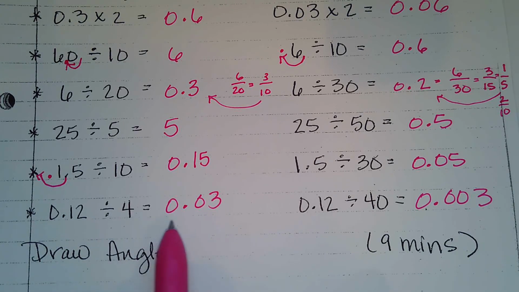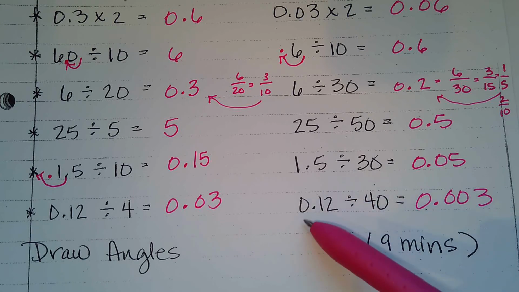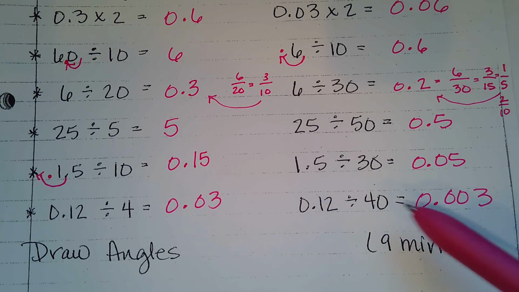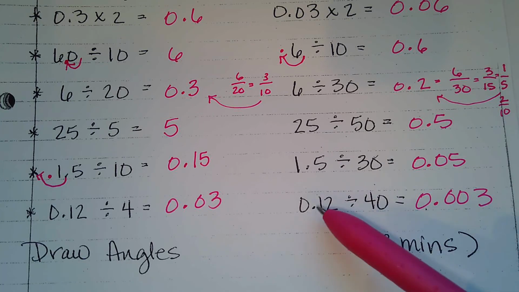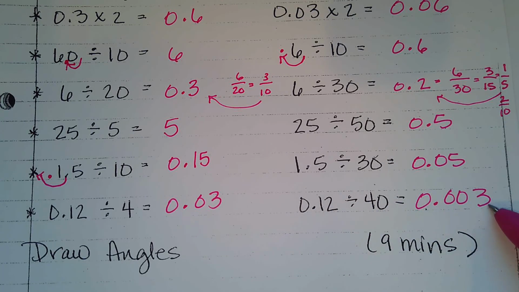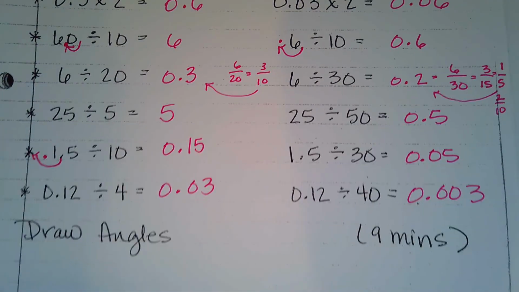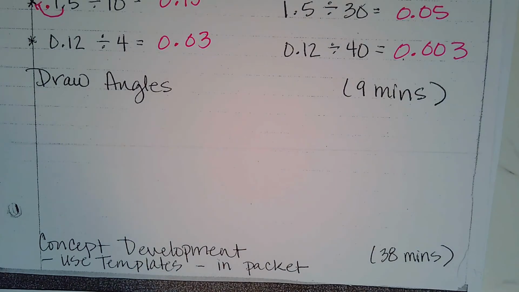0.12 divided by 4. So you know you're going to have two numbers behind the decimal. 12 divided by 4 is 3. 0.12 divided by 40. 12 divided by 4 is 3. And you're going to end up, because you're dividing, you're going to end up with three numbers behind the decimal. 0.003. All right, the next part of our fluency is drawing angles.